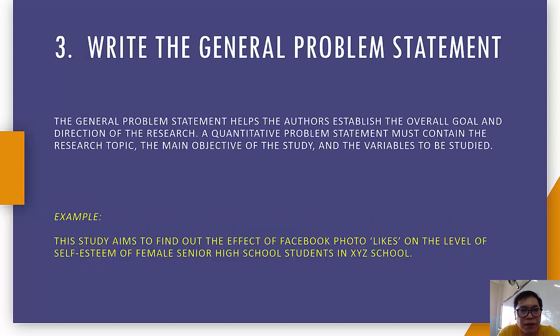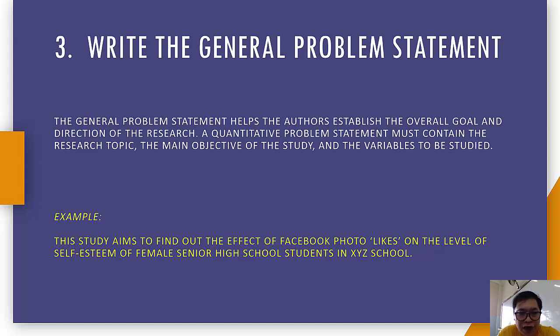Okay, write the general problem. The general problem statement helps the authors establish the overall goal and direction of the research. So a quantitative problem statement must contain the research topic, the main objective of the study, and the variables to be studied. So for example, we have: this study aims to find out the effect of Facebook photo likes on the level of self-esteem of female senior high school students in XYZ school. So we have here now the statement of the problem. Okay?